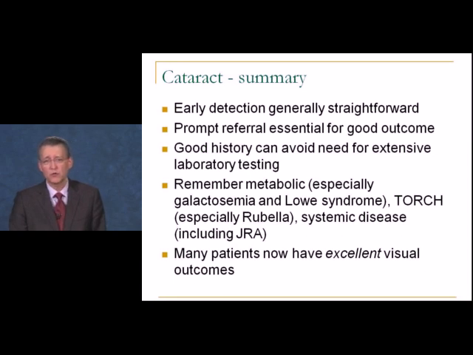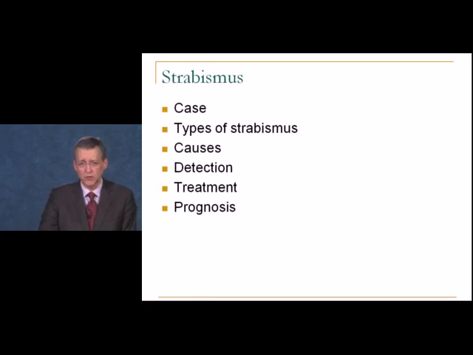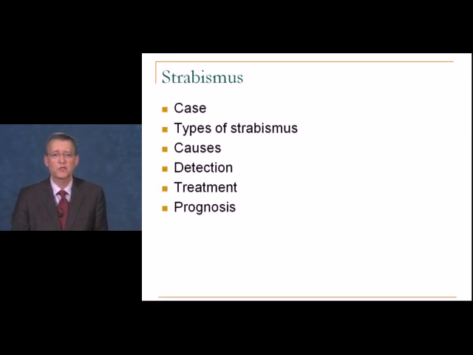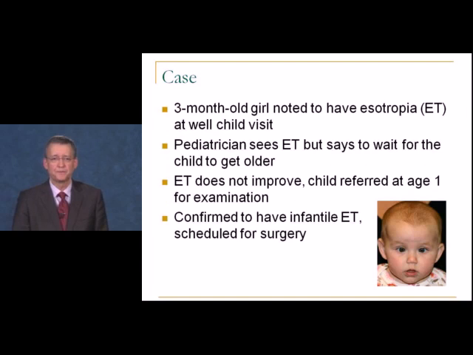So let's move on. We'll touch back on cataract again when we're talking about vision screening, but let's move next to strabismus. So we got cataract, strabismus, amblyopia / vision screening. So for strabismus, I have a case. We'll talk about the types, causes, detection, treatment, and prognosis.